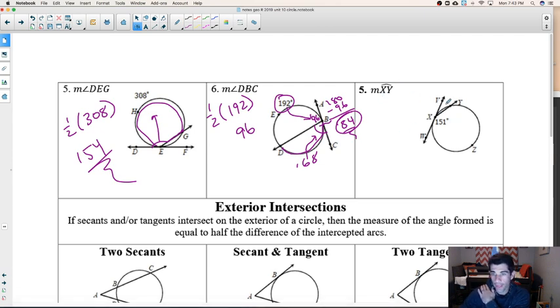Last one, 5, XY. So XY is this tiny little guy right here. And that would be, well, you need to figure out what this arc, this little angle is right here. Again, you have a straight line.